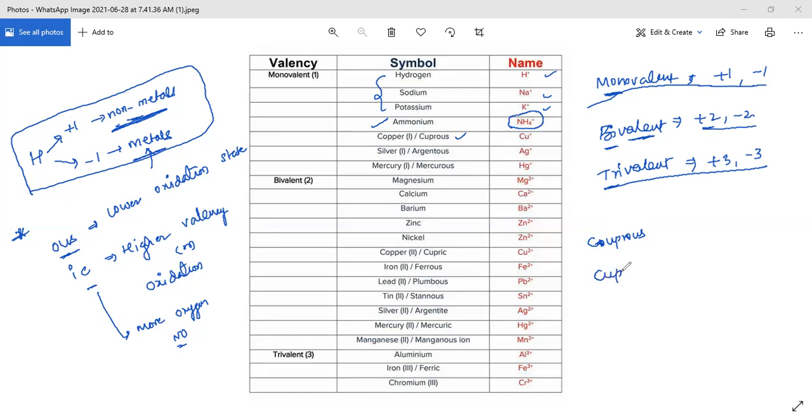Cupric. Cuprous means what? It is Cu+1. Cupric means Cu+2. You can see here copper 1 or copper 2. Cu+2 is cupric, which has the higher charge. Cu+1 is cuprous, which has the lower charge. Understand?